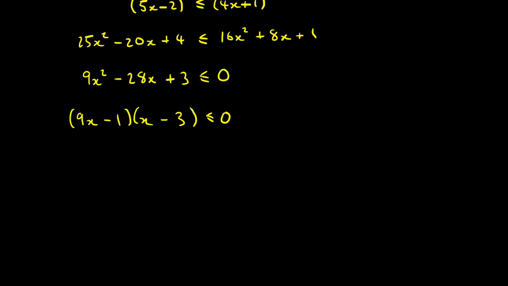Now, if we just think about that for a second, we're going to get 9x times minus 3, which is minus 27, and minus 1 times x is minus x. So you combine those, you get negative 28x, and minus 1 times minus 3 is positive 3.